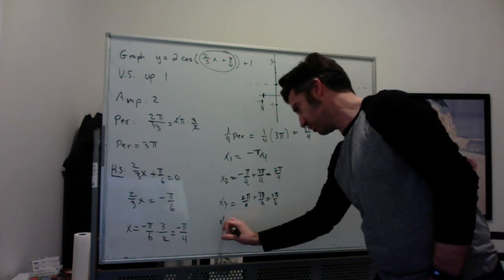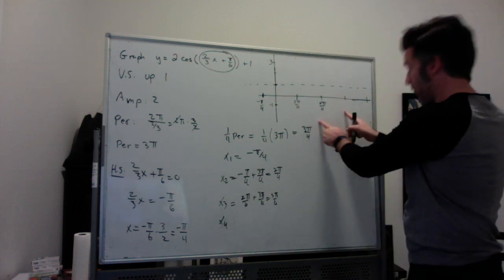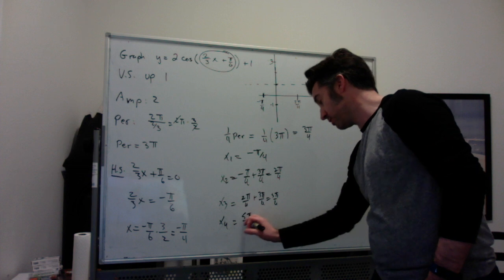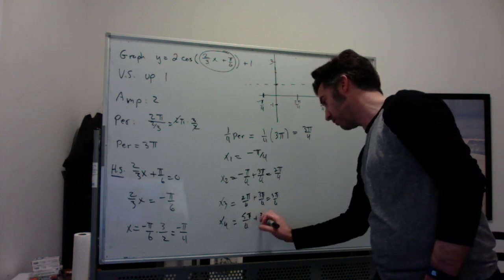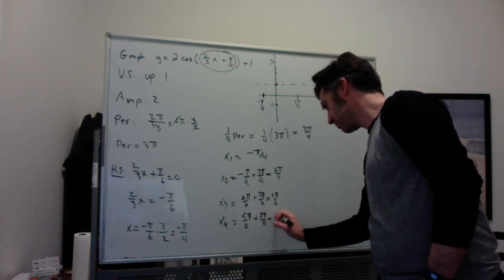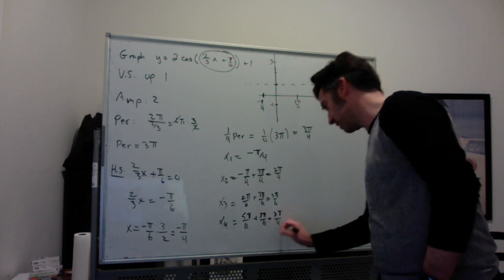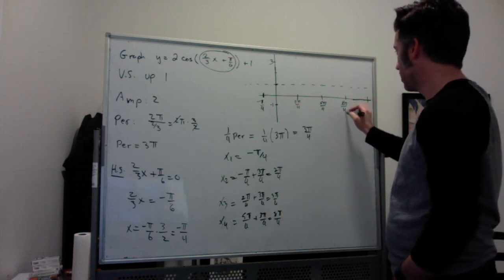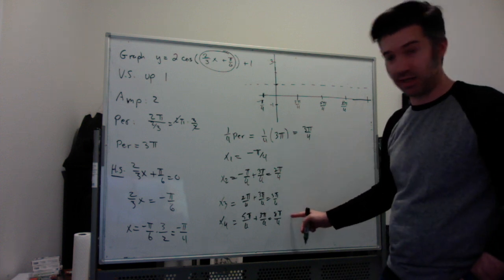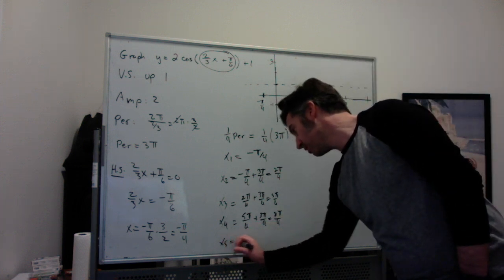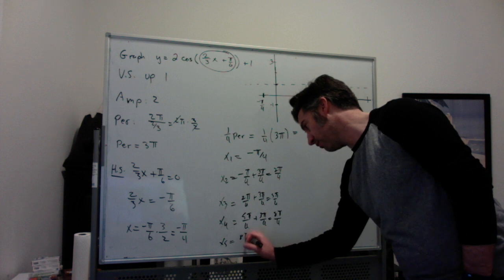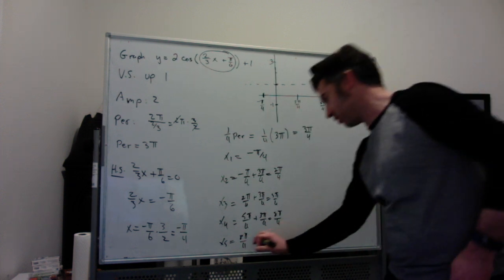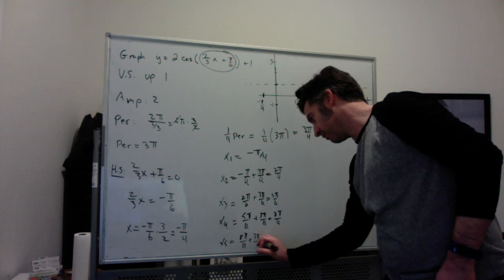To get the next one, I take my previous one, add another quarter of a period: 5 pi over 4 plus 3 pi over 4 is 8 pi over 4. Again, I know I'm not reducing any of these, that's just 2 pi, but I'm writing 8 pi over 4 because then it's easy to get the next one if I leave it like this. The last one is going to be the previous one, 8 pi over 4, plus another quarter of a period, which is 3 pi over 4, to give me 11 pi over 4.